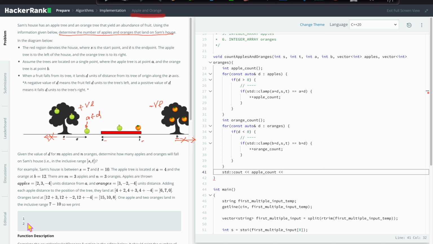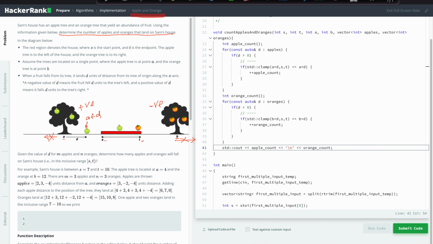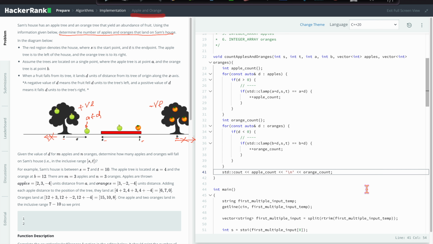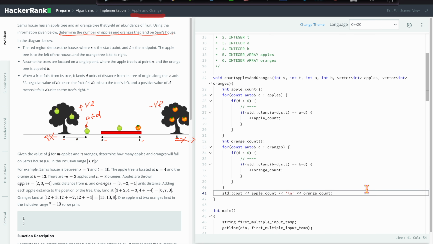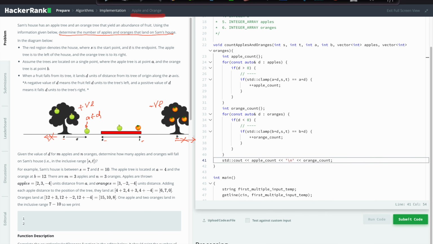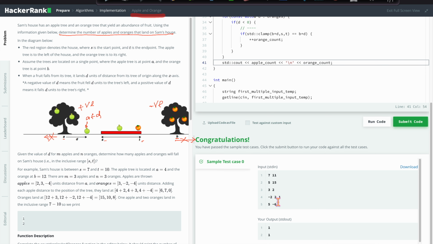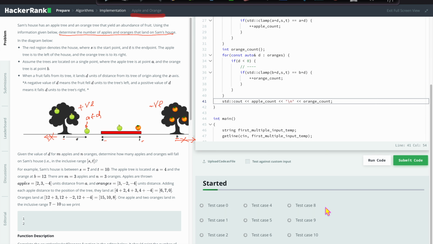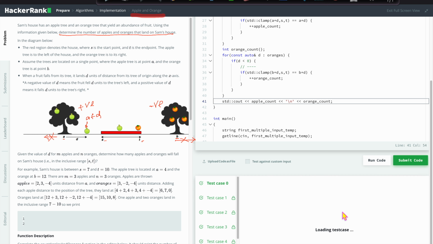In the output it is showing on a new line, so let's do it. Orange count. That's it. Let's try it. Is it working? Processing. What happened? Yeah, it is working fine. Let's submit the code for final verification. Let's see whether all the test cases are passing or not. Yeah, all the test cases are passing.